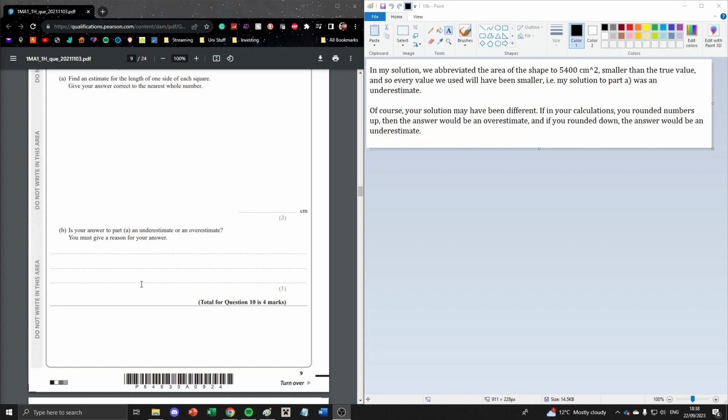And so part B of question 10 asks us whether our answer to part A was an underestimate or an overestimate. Now obviously there are multiple valid ways to do part A, and so it varies, but in this particular case, we rounded down the area value, and so any associated value is just going to involve dividing, like it did in square rooting. It's going to be smaller than it should be, and so our answer is an underestimate. And the way that obviously we've said that is that because we abbreviated the area to 5,400, which is smaller than the true value, every value we then obtain will be an underestimate.